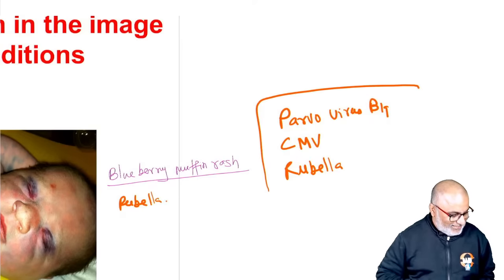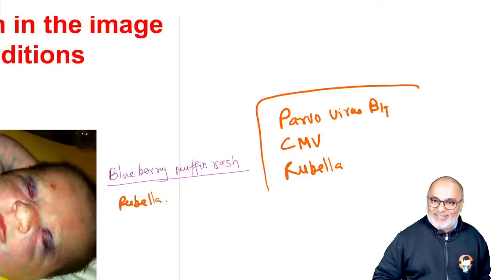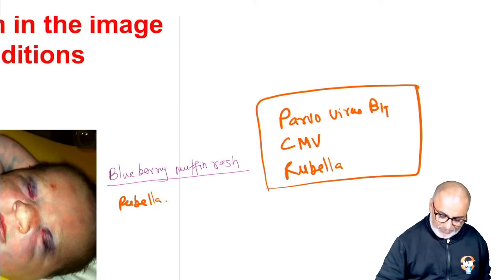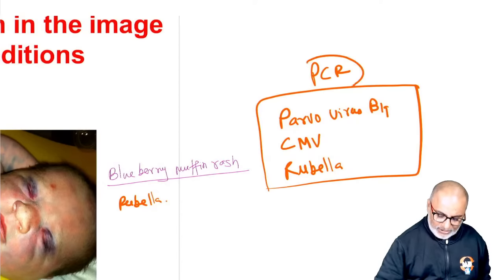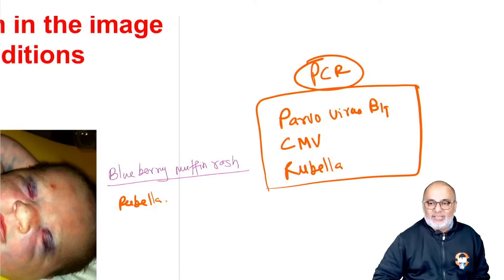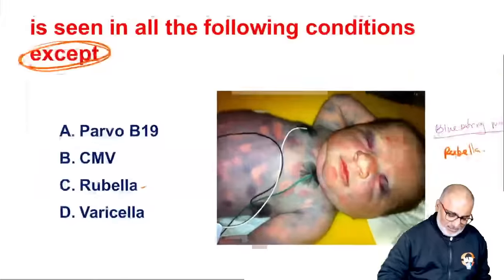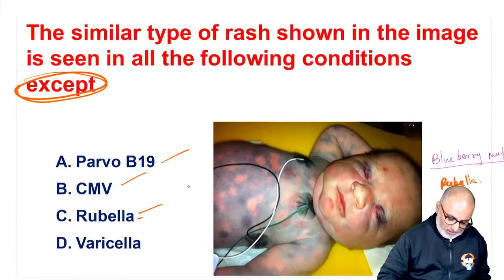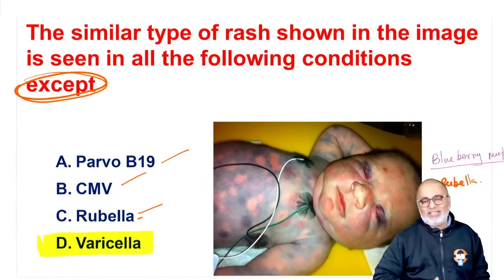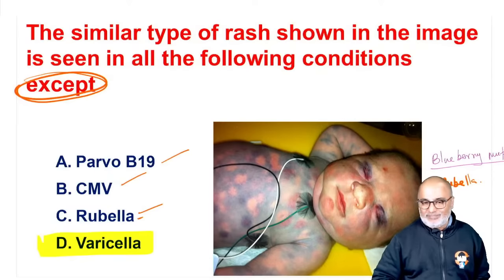Yes, Chandini. Okay, yes. Parvovirus, cytomegalovirus, and rubella. This mnemonic is PCR. PCR produces a typical blueberry muffin rash. So here: parvo, cytomegalovirus, rubella, except varicella. Because what type of rash can we see in varicella? Pleomorphic rash. Macule, papule, pustule, crust, everything is there. So we are having a pleomorphic rash at one point of time.